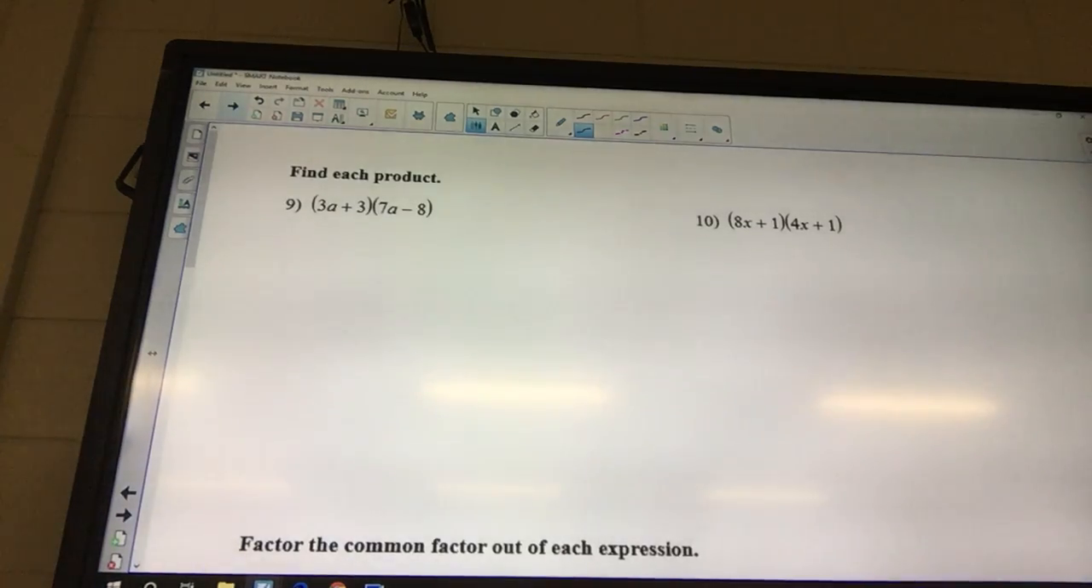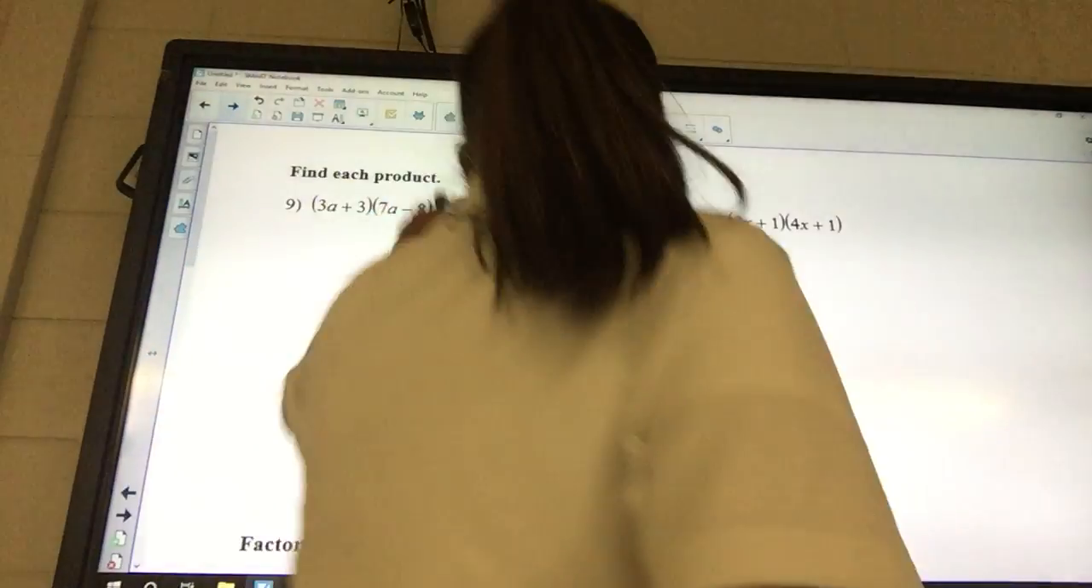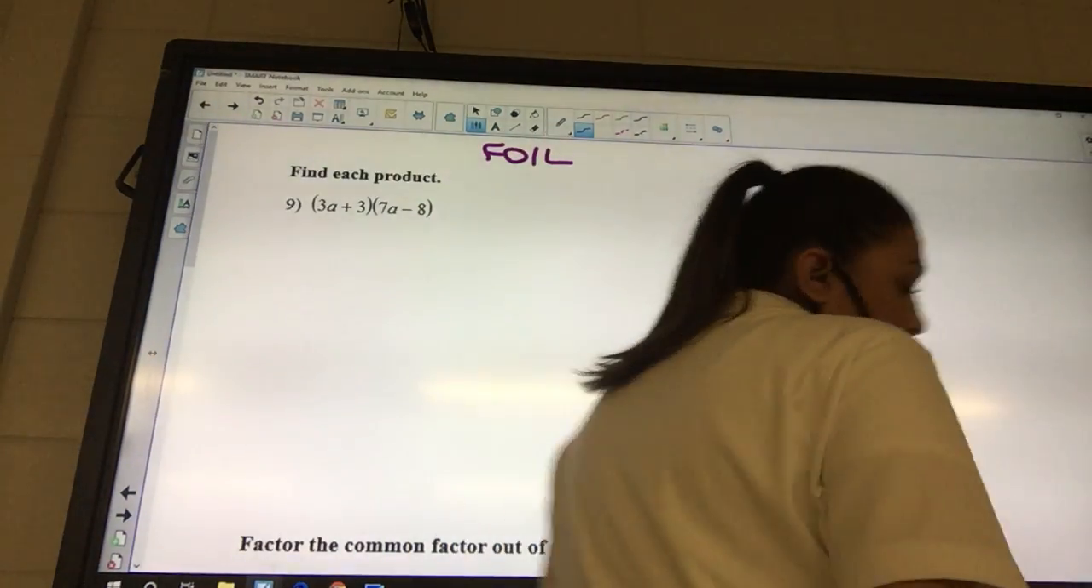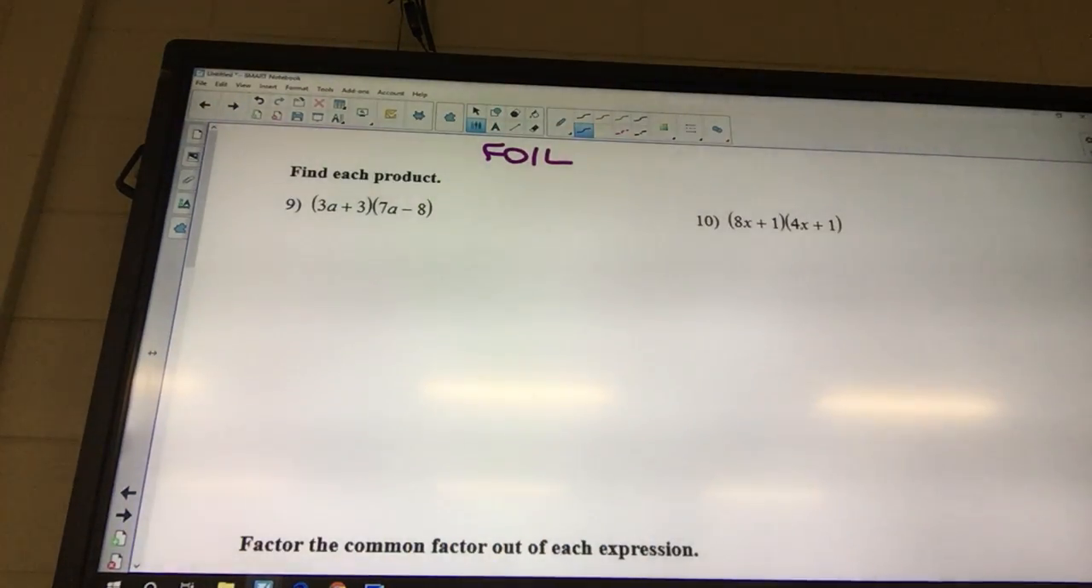Okay, these ones are find each product. What would you need to use? Foil. Okay, what does foil stand for? First, outer, inner, last.